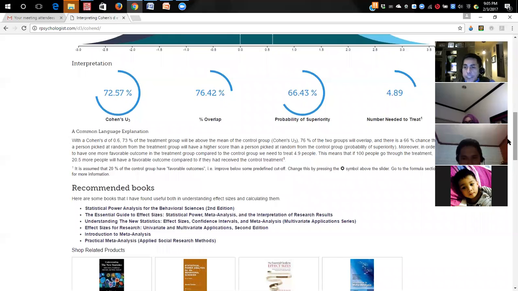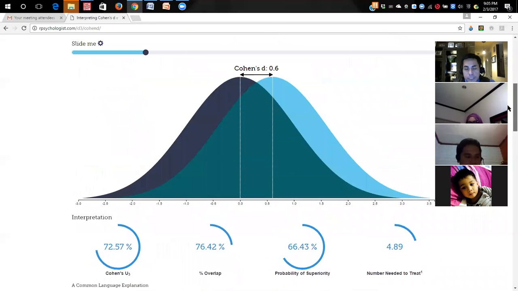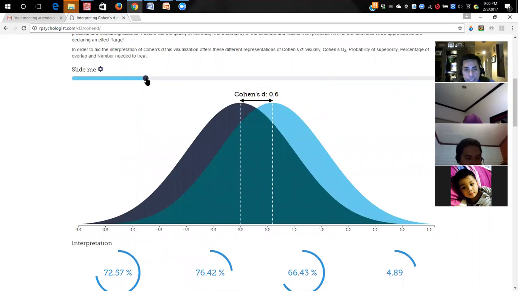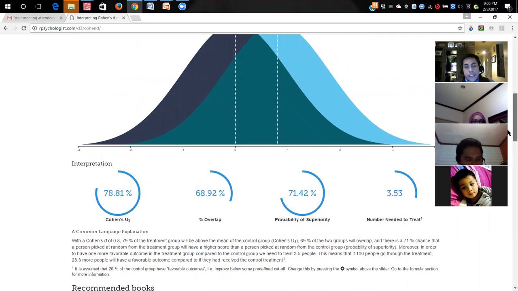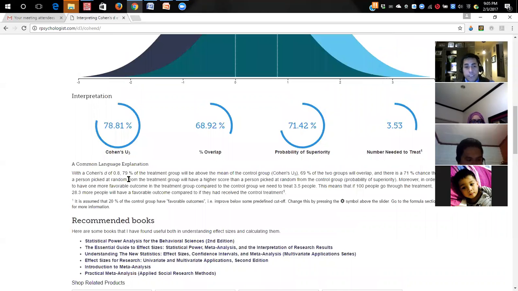The highest one that we aim for, which we say is a large effect size, is 0.8. And this is the interpretation of 0.8 right there. This is already considered a large effect, where 79% of the treatment group will be above the mean of the control group.